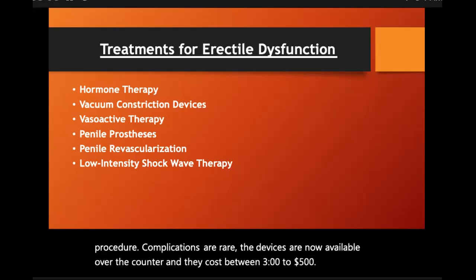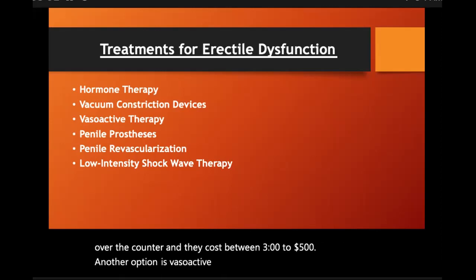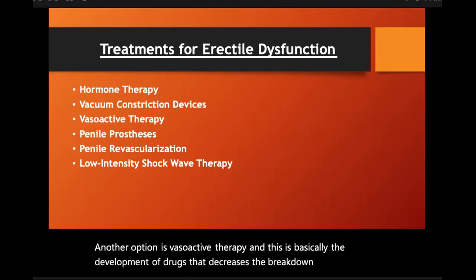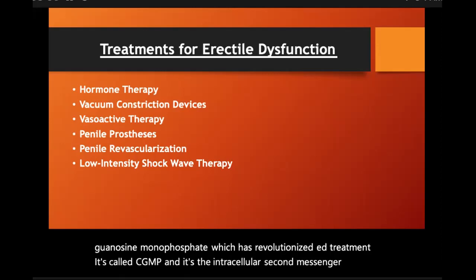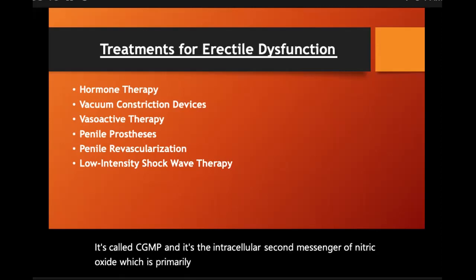Another option is vasoactive therapy. And this is basically the development of drugs that decrease the breakdown of cyclic guanosine monophosphate, which has revolutionized ED treatment. It's called cGMP, and it's the intracellular second messenger of nitric oxide, which is primarily a vasodilator and neurotransmitter involved in the erectile response.